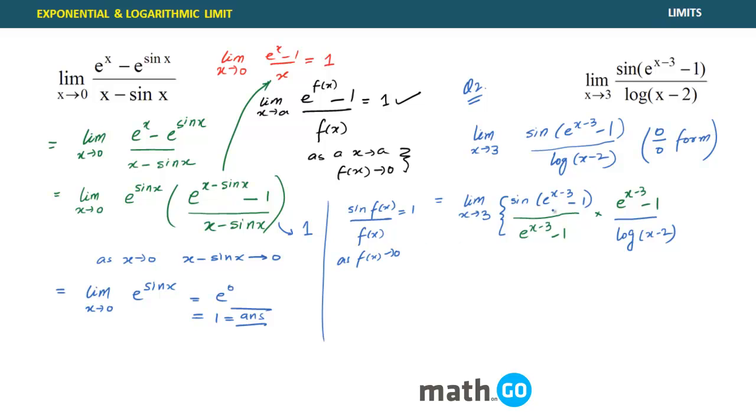So we know that our f(x) approaches 0. Here the value of f(x) is what? The role of f is being played by e raised to power x minus 3, minus 1. So this particular problem then reduces to limit x approaching 3, where this whole quantity becomes 1. This reduces to e raised to power x minus 3, minus 1, divided by log of x minus 2. Got it? Clear?